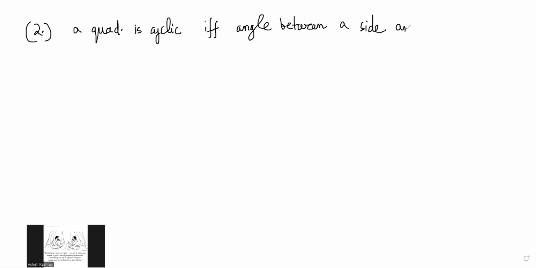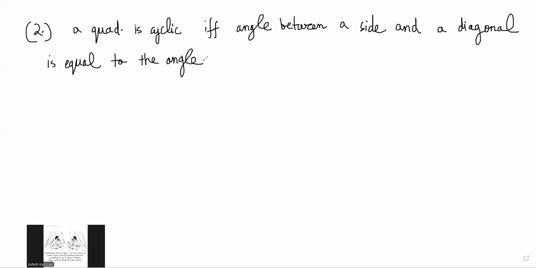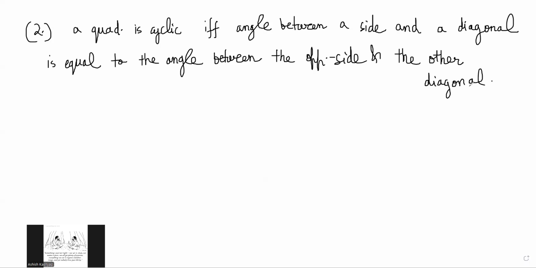Another way to talk about cyclic quadrilateral is saying this: a quadrilateral is cyclic if and only if the angle between a side and a diagonal is equal to the angle between the opposite side and the other diagonal. So we draw the figure and understand that.